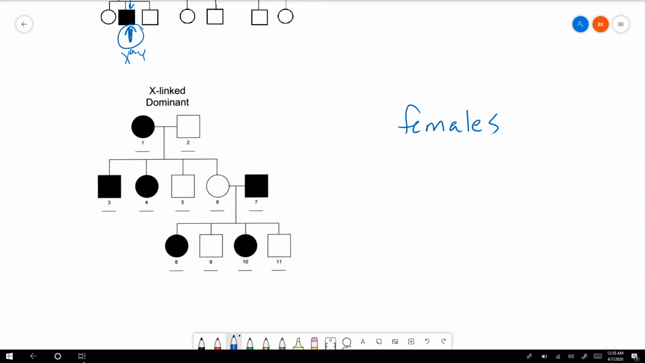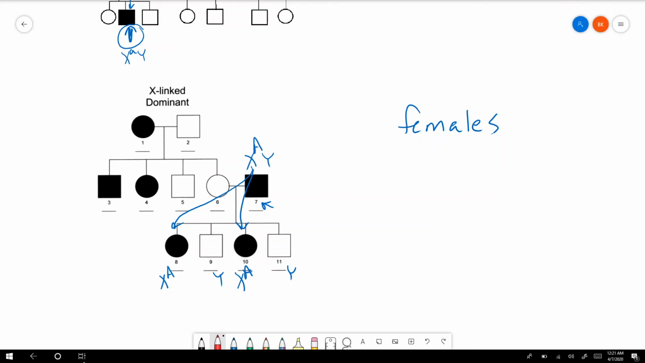Why is that? Let's take a look right here at individual 7. We know the Y does not carry the allele since it's X-linked, and well, he's affected. So he must have the big A. Well, what does that mean? He always gives his X to his daughter, so every daughter receives the dominant affected allele from the father. The son's got the Y.